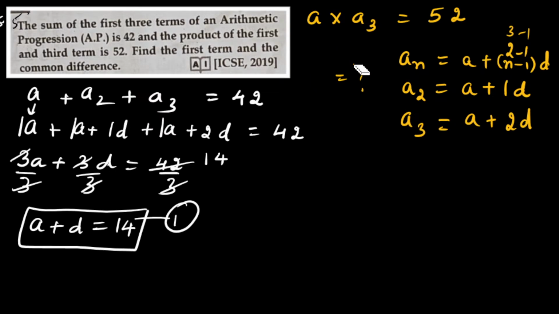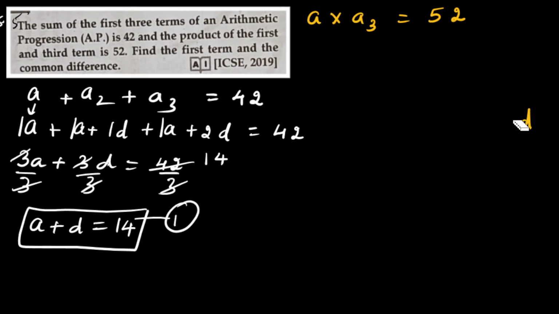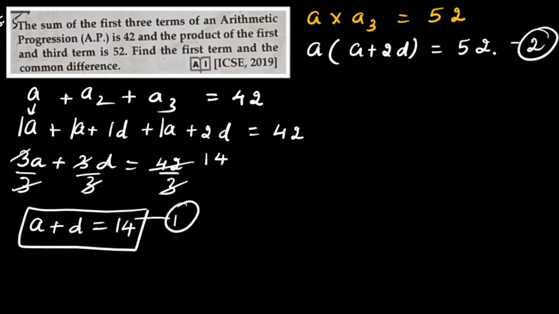We'll make use of the second given information also, and from it again we'll get one equation. The second information is A into A3 is 52. A as it is, and A3, the third term, its formula is A plus 2D. So A into A plus 2D is equal to 52. This is the second equation. Now by substitution we can solve it.